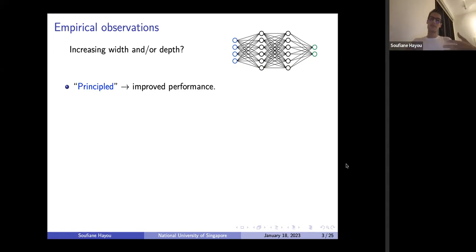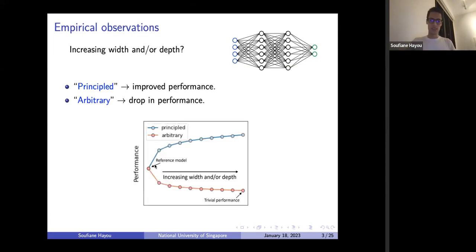Now, if we increase the width or depth or both in some arbitrary way, we notice a drop in performance. If you want to draw this, you will see something like this. This is your reference model, this dot here. If you increase the width or depth or both in some principled way, you see improvements in performance. If you do it in an arbitrary way, you see degradation in performance until you reach a trivial performance, which is the performance of, let's say, a random classifier in the case of a classification task, for example.